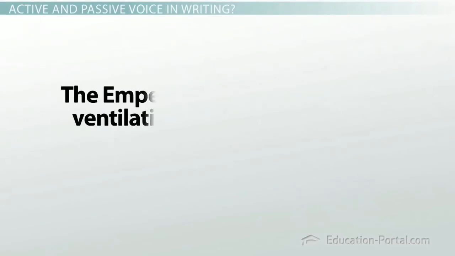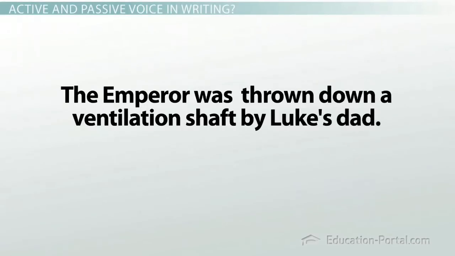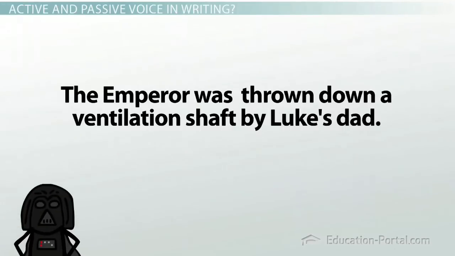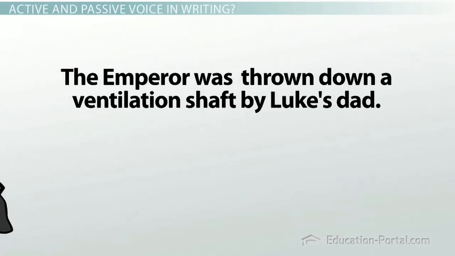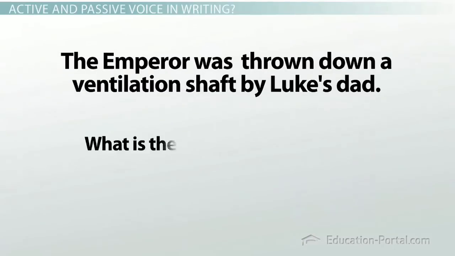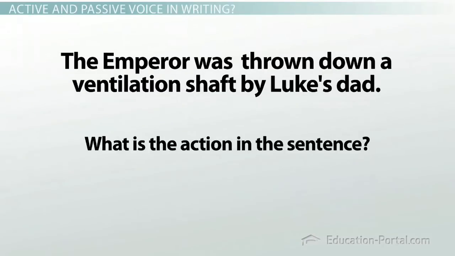Take this scenario at the climax of this little-known film. The Emperor was thrown down a ventilation shaft by Luke's dad. This is a classic example of a sentence in the passive voice. Can you see why? First, ask yourself, what is the action in the sentence? The action here is "was thrown," or the verb to throw.